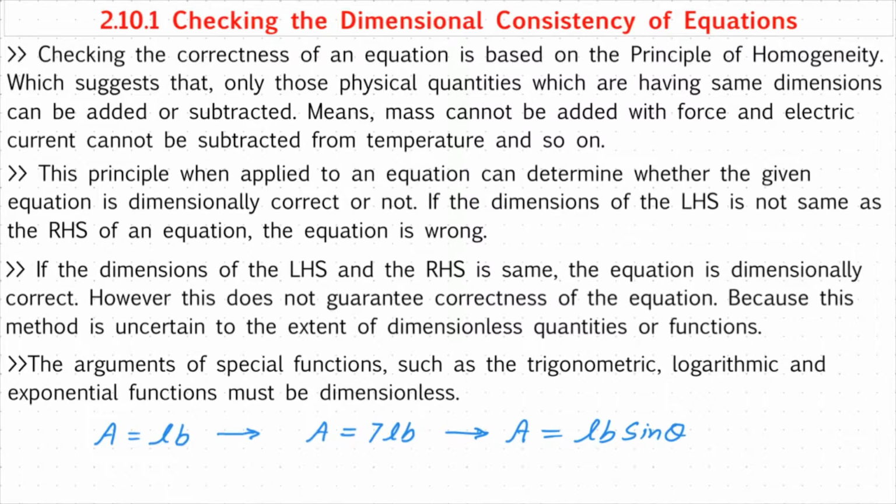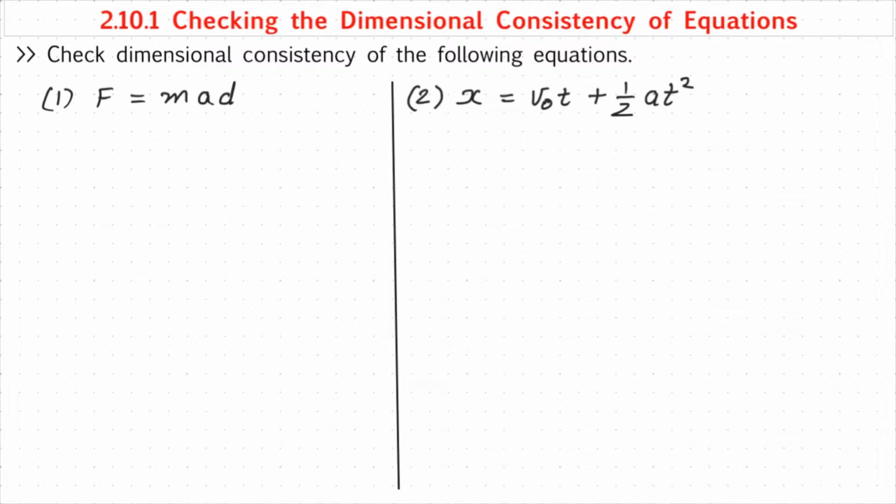Let us see some examples for this. Let us check the dimensional consistency of the following equations. The first is F equals MAD. Here F is force, M is mass, A is the acceleration and D is the displacement. So first I will take the left hand side. On the left hand side I have to consider the dimensional formula of F, that is force. We know that the dimensional formula of force is M1 L1 T minus 2. Now we will consider the right hand side.